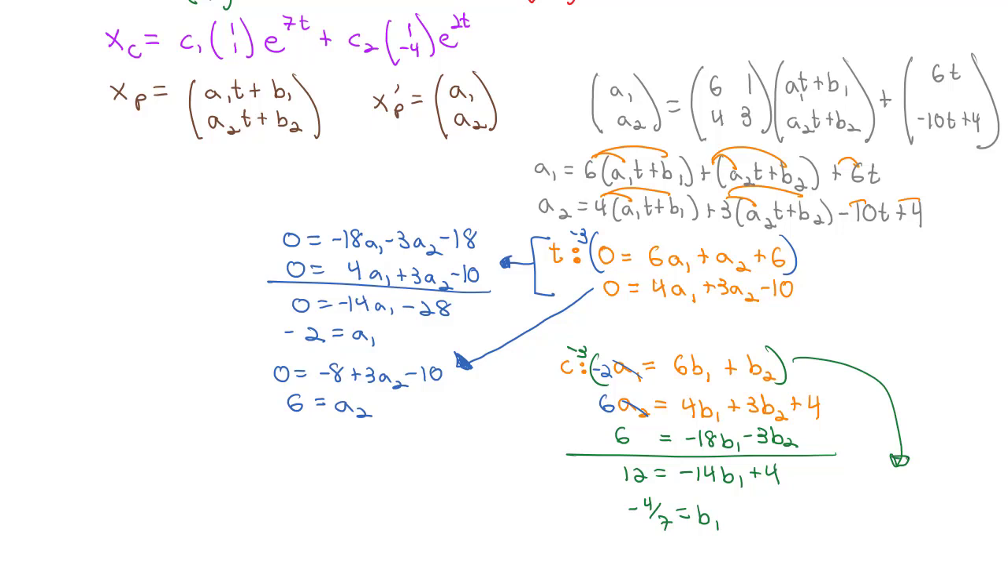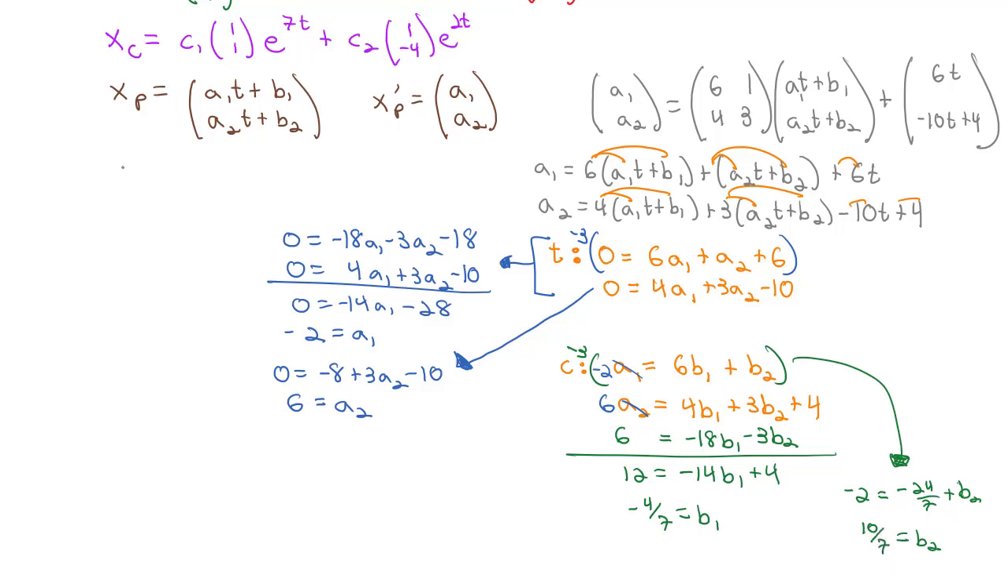And just plugging that into my first equation here, we've got -2 equals 6 times b1, which is -24/7, plus b2. So if I add 24 to both sides, gives me 10/7, I believe. Yep.